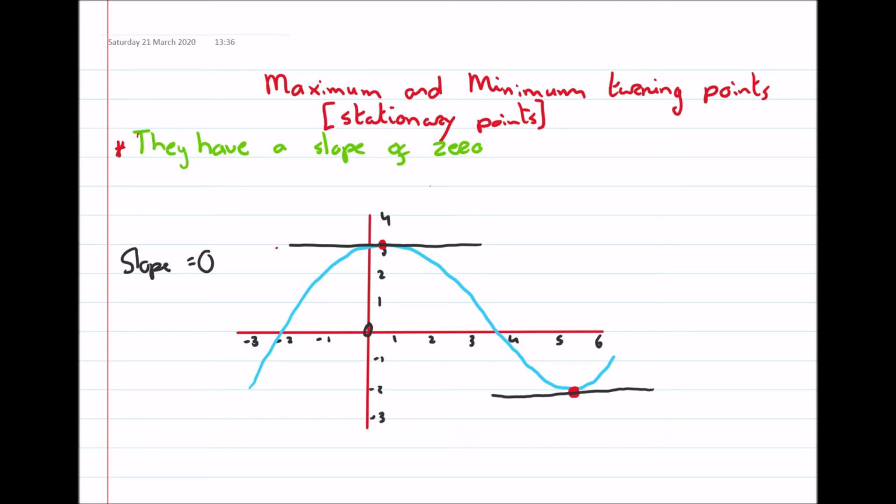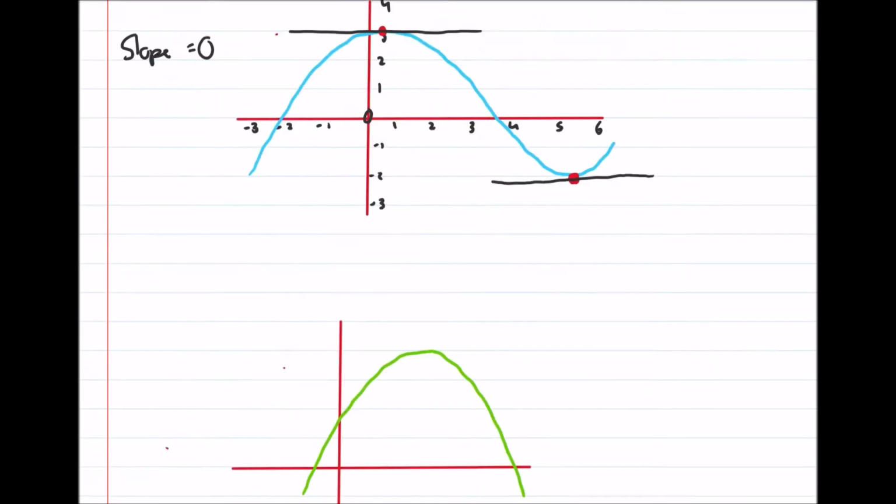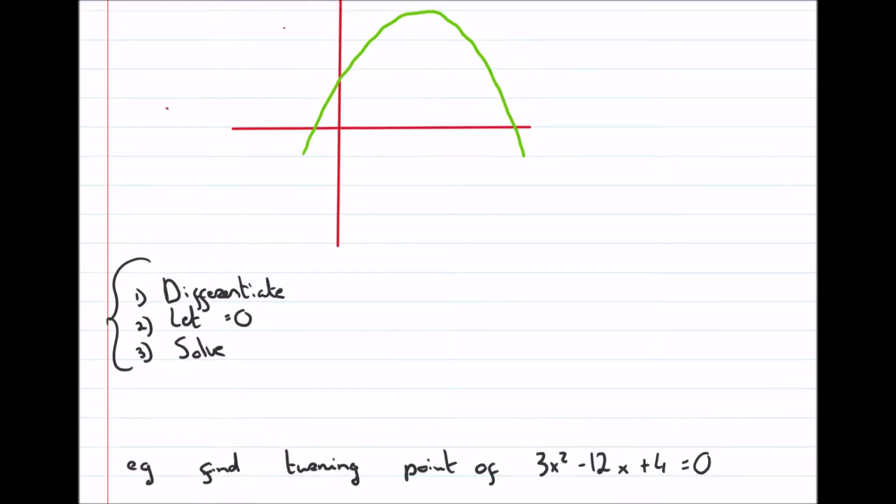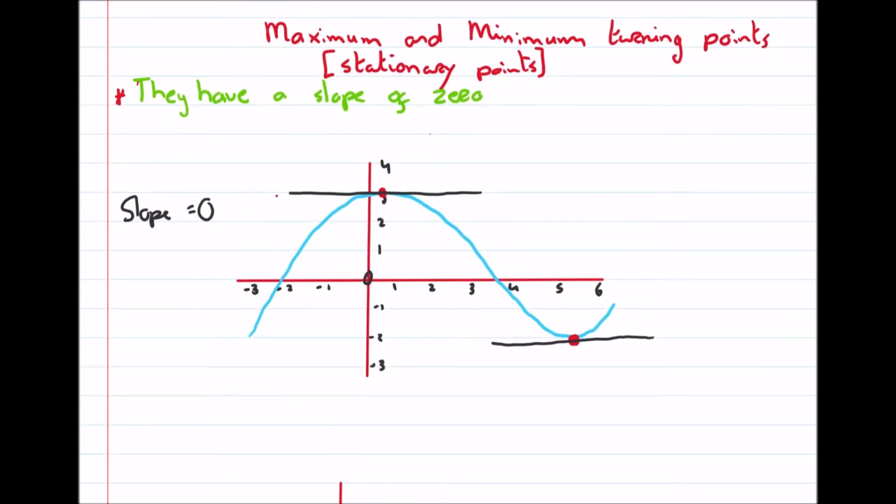So, at any maximum or minimum turning point, the slope of the tangent to the graph at those points is 0. So, in order for us to find the maximum or minimum turning points, I will differentiate the function. I'll let it equal 0 because that's the slope, and then I'll work back and find the value that I can put in to get 0. It'll make more sense as I go through.